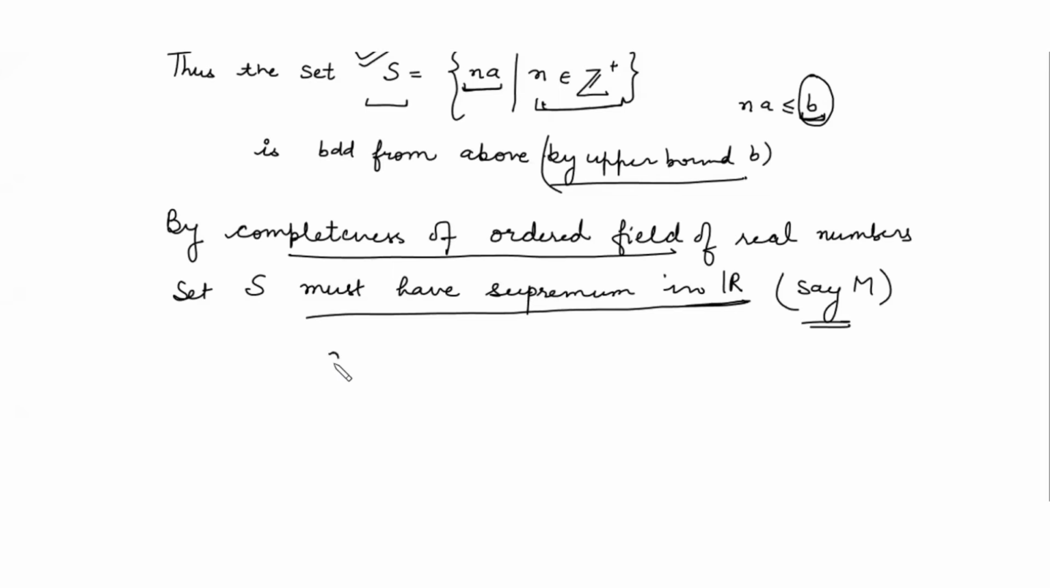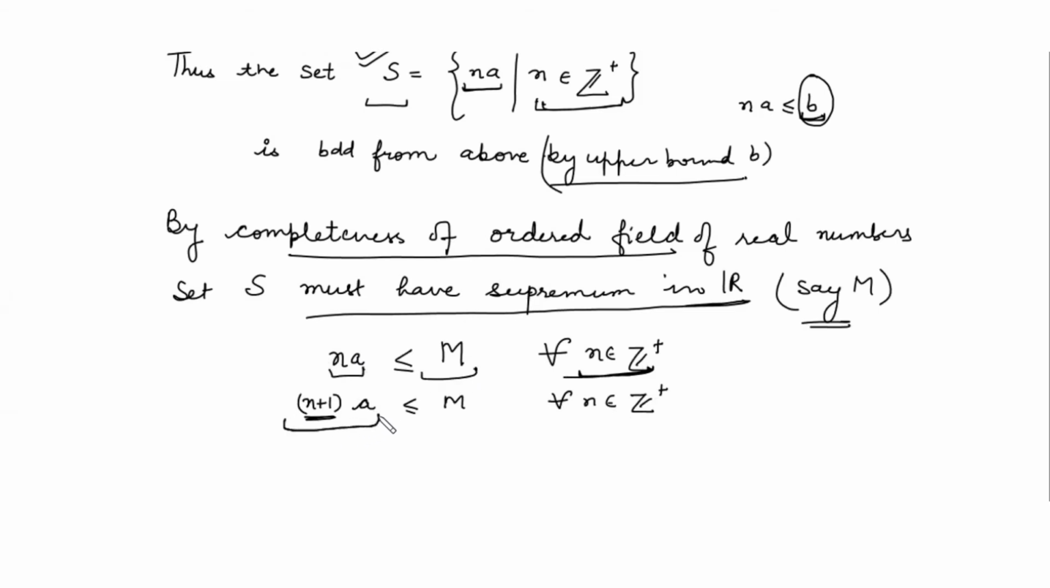Now supremum means what? Every element of the set S is less than or equal to capital M, and this is true for every n belonging to the positive integers. Every element of S is of the form n times A, where n is a positive integer. So that means n times A will be less than or equal to capital M for all n belonging to the positive integers. Now since it is true for all positive integers n, it should be true for n plus 1 times A less than or equal to M. If it is true for all positive integers, whatever value of n you put here as a positive integer, this is always less than or equal to capital M, then clearly n plus 1 times A is also less than or equal to M.